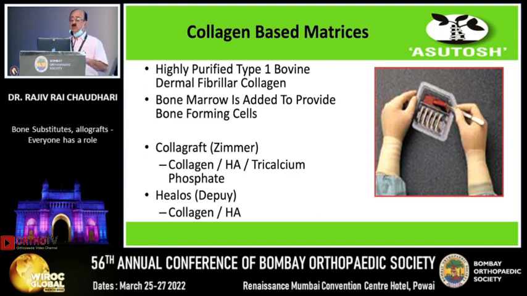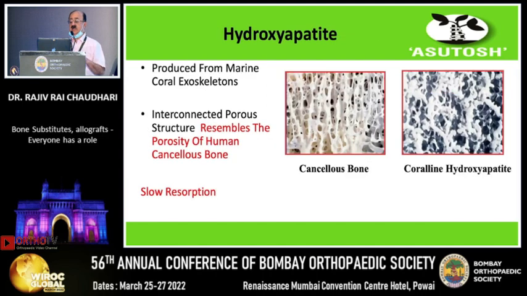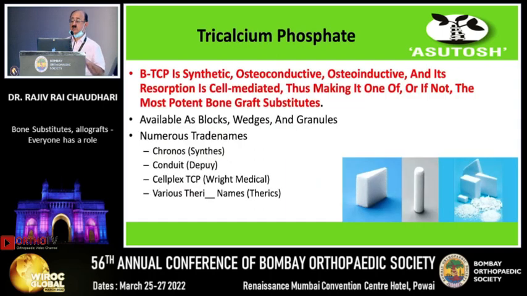Bovine collagen is used with bone marrow added to it, bone-forming cells, and this could be used for collagen-based matrices. One of the more popular ones is the demineralized bone matrix, which is available as gel, putty, etc., and can be combined with cancellous bone allograft as an enhancer also. The marine coral exoskeleton is used to produce hydroxyapatite, which has a structure just like spongy bone, that is the cancellous bone, but the property is that it resorbs very slowly.